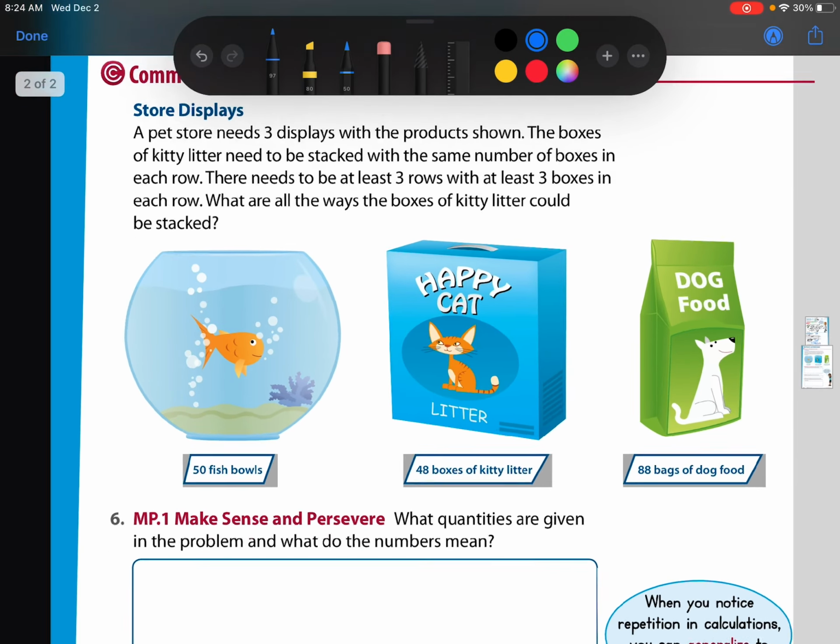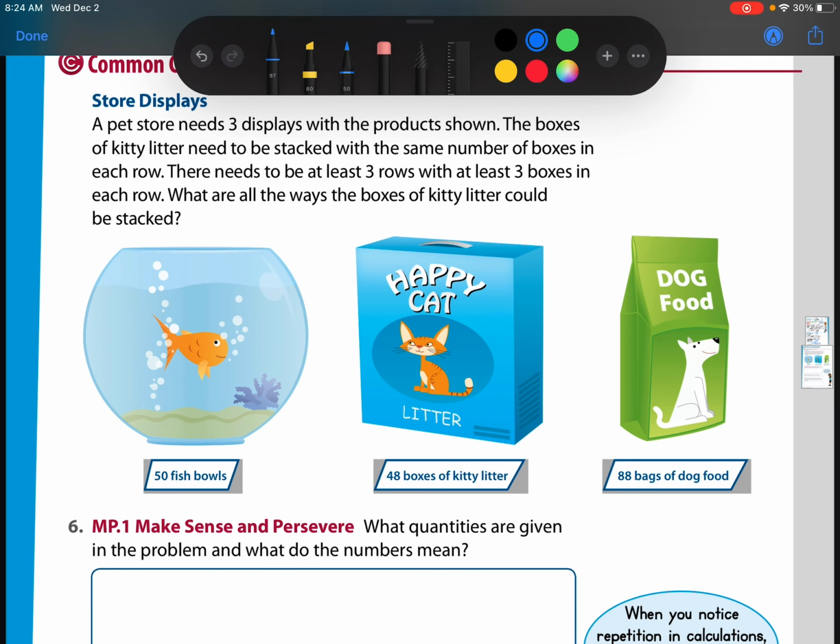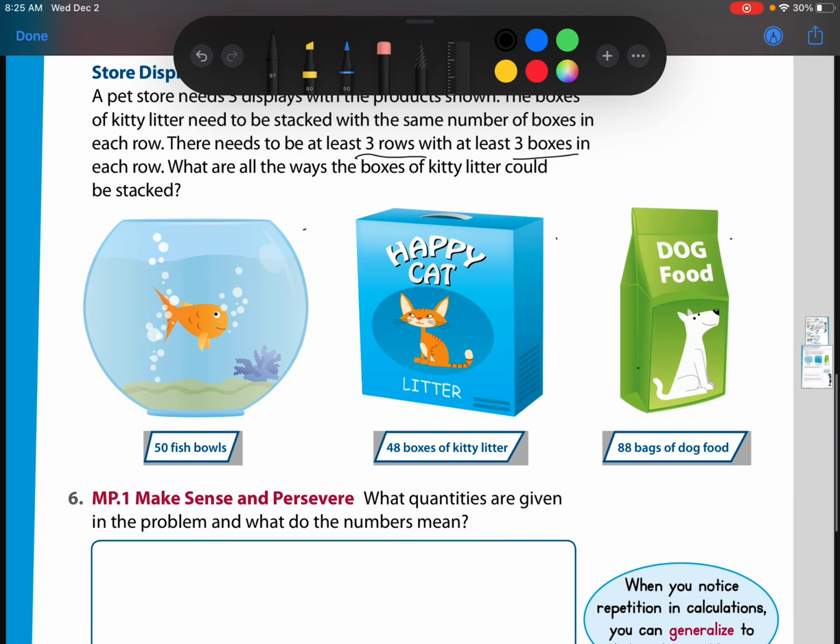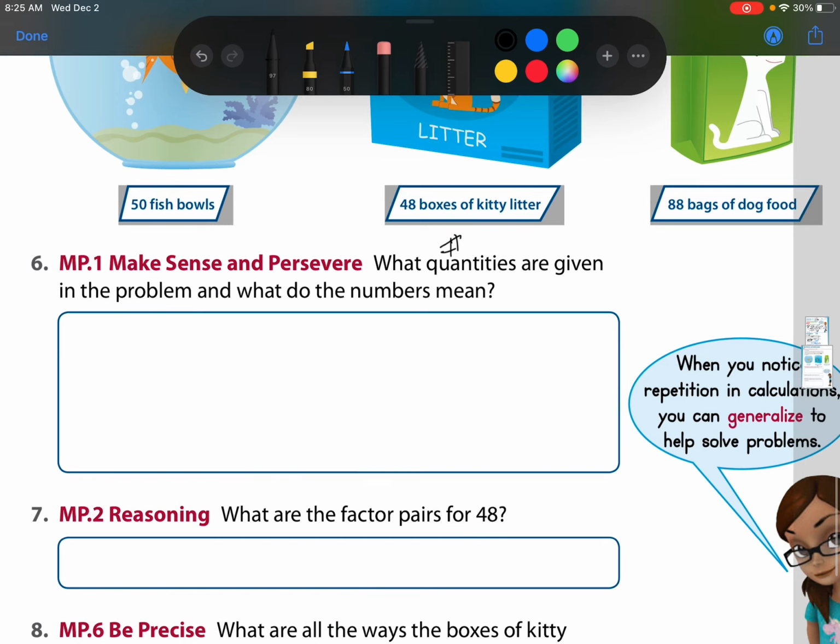Now let's head on to our next part. Oh look, little fishies. A pet store needs 3 displays with the products shown. So 1, 2, 3. The boxes of kitty litter need to be stacked with the same number of boxes in each row. There needs to be at least 3 rows with 3 boxes in each row. What are all the ways the boxes of kitty litters could be stacked? Well, what quantities? Remember, quantities means what? Quantities means number. So what numbers are given in the problem, and what do those numbers mean? Well, we start out with 50 fish bowls.